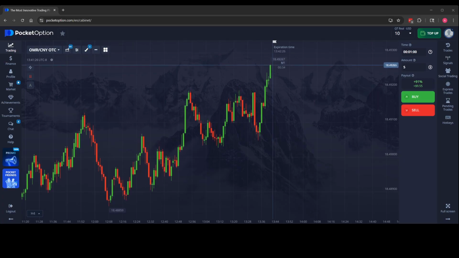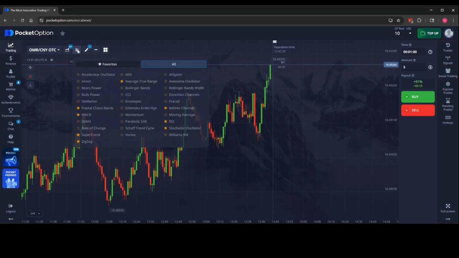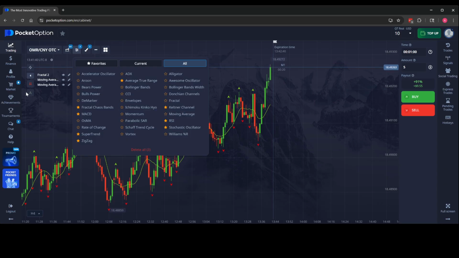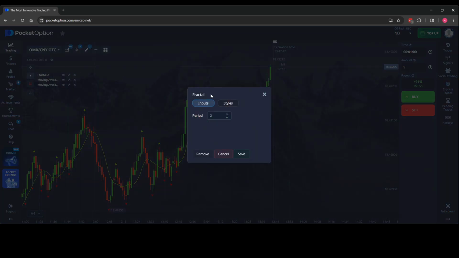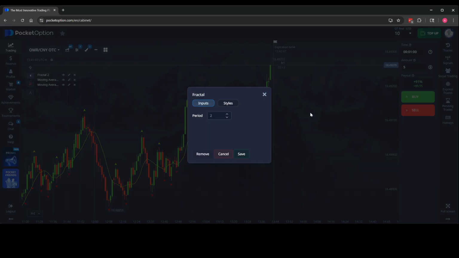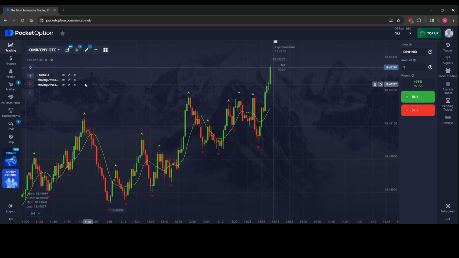So after you log into Pocket Options, up top here, you will see this little menu that says indicators. You want to click it and then click add the fractal and then click the moving average twice because we need two of those. For the fractal, click this little edit icon and change the period to 3. Then look at the styles and make sure that the up is green and the down is red. Once that's set, click Save. You should be all set.